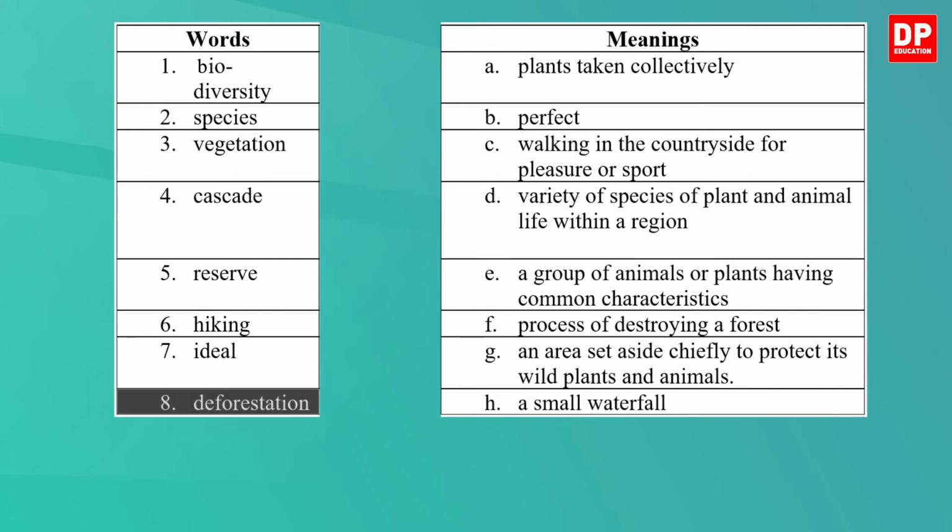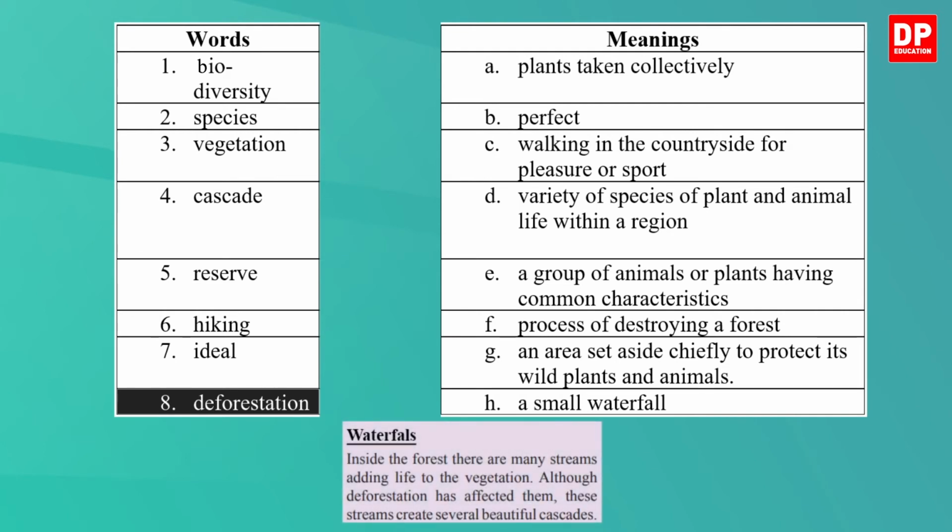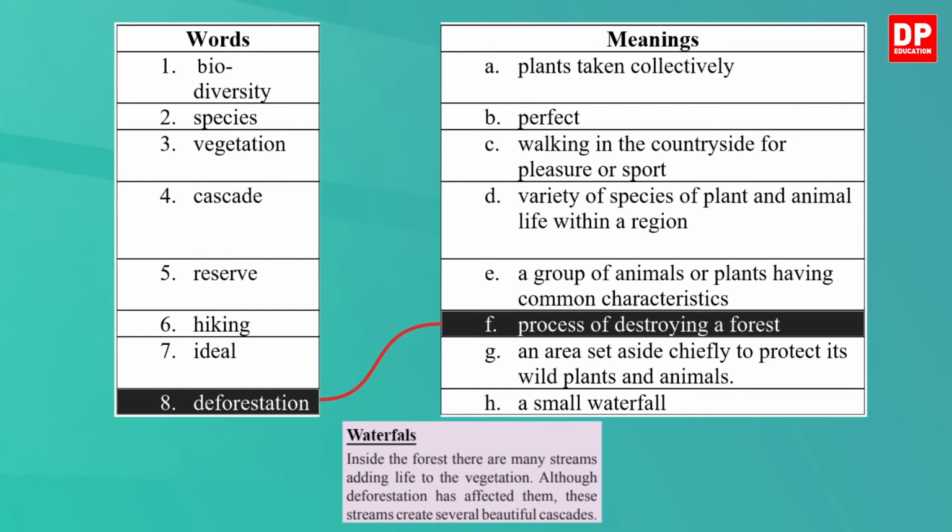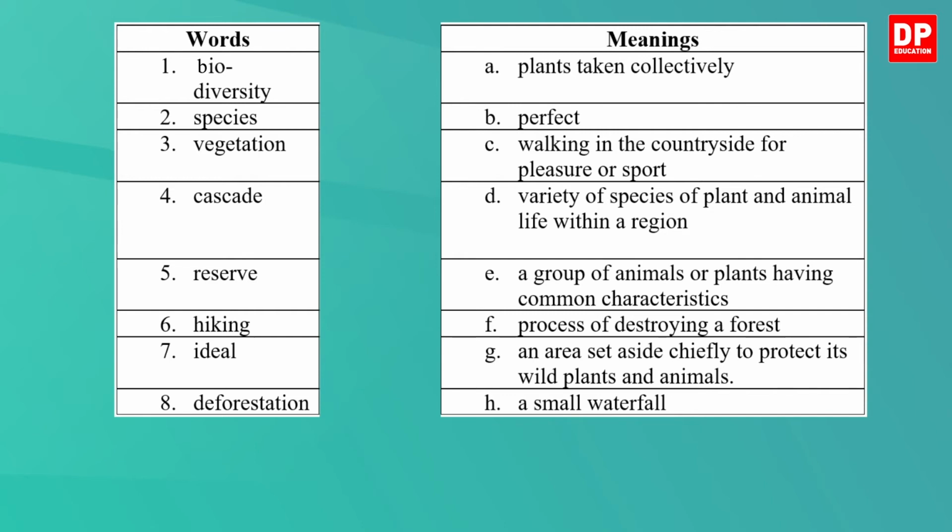Last word is deforestation. Read this sentence. Although deforestation has affected them, these streams create several beautiful cascades. What is the meaning of deforestation? It's F. Process of destroying a forest. Okay children, I hope you got all your answers correct.